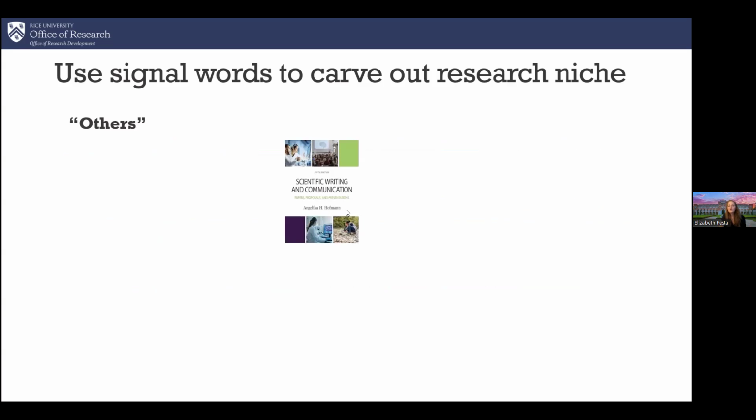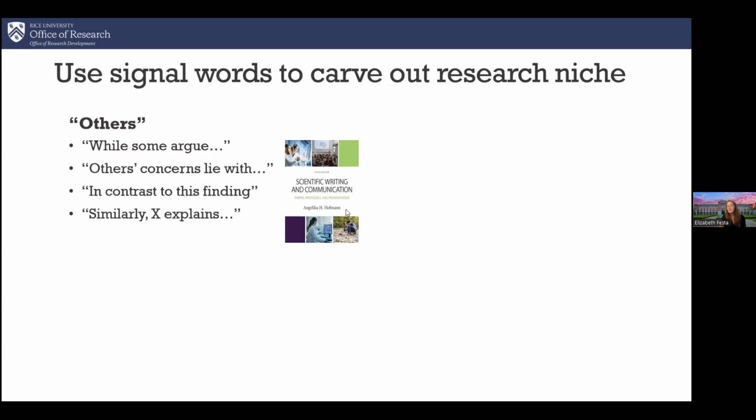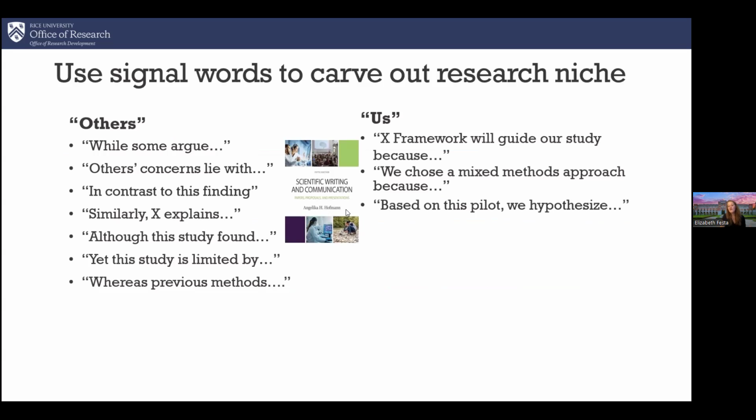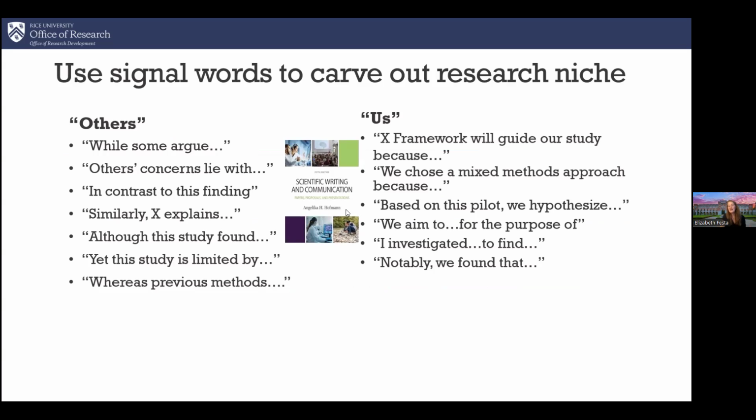You want to also use signal words, and I mentioned that before, especially when you're pointing out your work in relationship to others, as well as giving a rationale for what it is that you're doing. In the center, I have an image of a very tiny little book that I really rely on a lot. We call it The Book. It's by Angela Hoffman, Scientific Writing and Communication, and it's in the natural sciences.